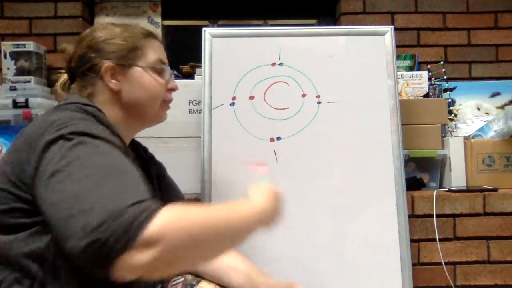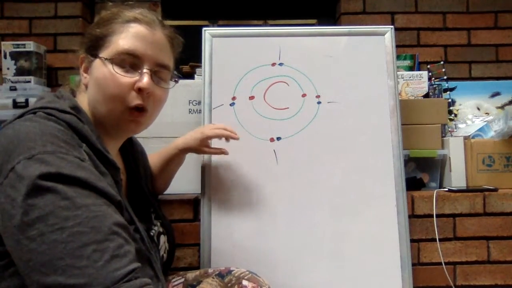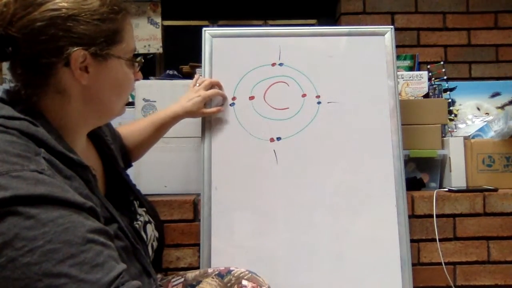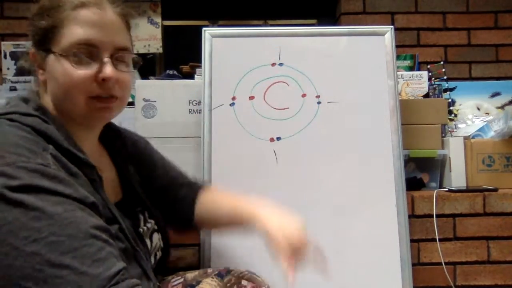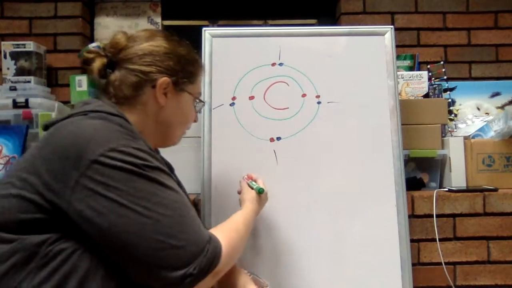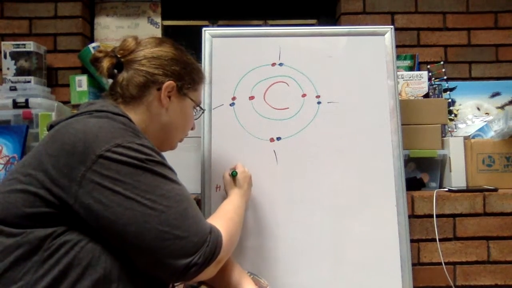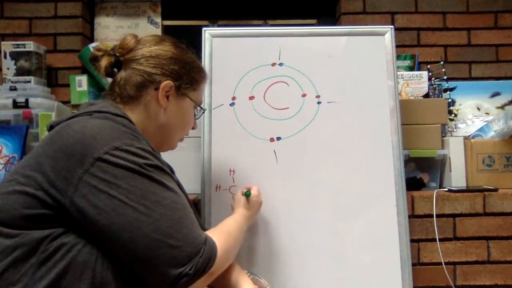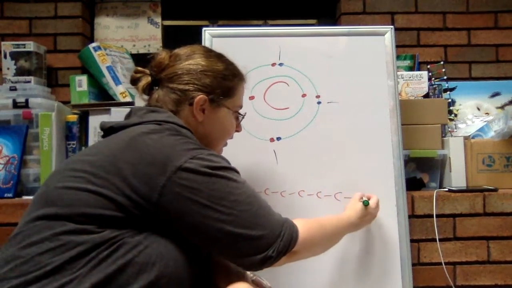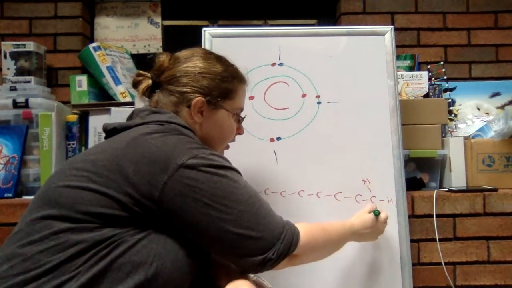Now, these outer electrons, we call them valence electrons. So it has 4 valence electrons. It can hold or work with up to 8. So that's why it can form 4. It has 4. It needs 4 more to be stable. Now, the cool thing about this is, like we said, it can form long chains. So we can have carbon connected to H, H.